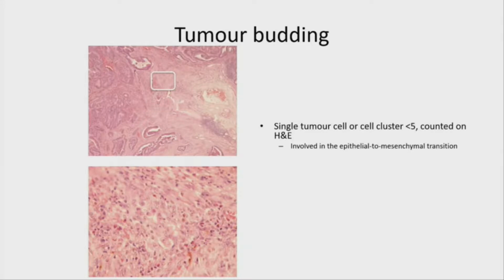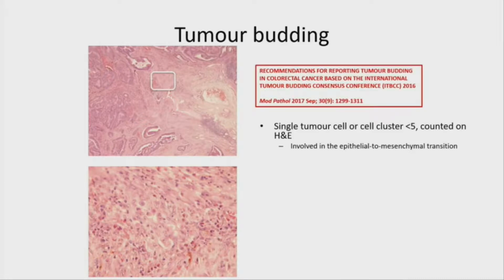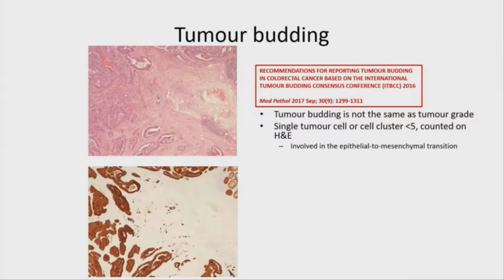And really what we're looking at is the epithelial to mesenchymal transition. We're looking in this area here where we will see small groups, and they are often hard to differentiate from their surrounding stroma. There is a consensus committee which has published this paper recommending reporting of tumour budding and how to do it appropriately. It's not the same as tumour grade.